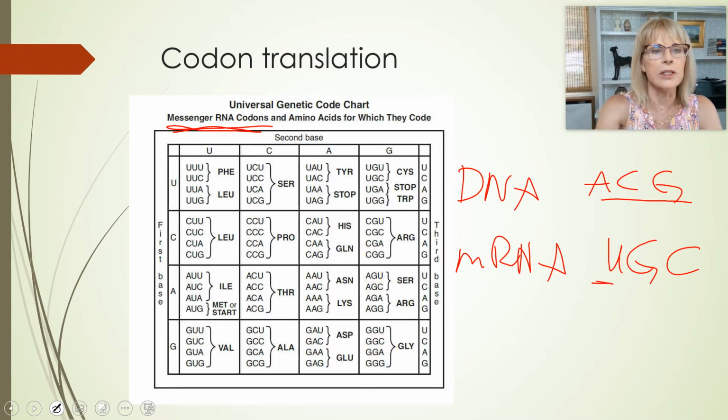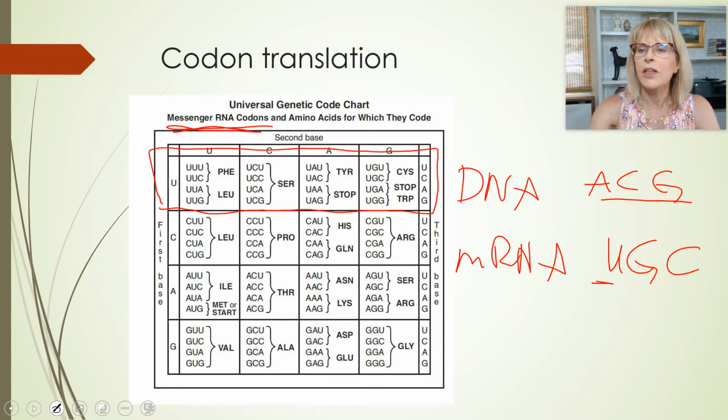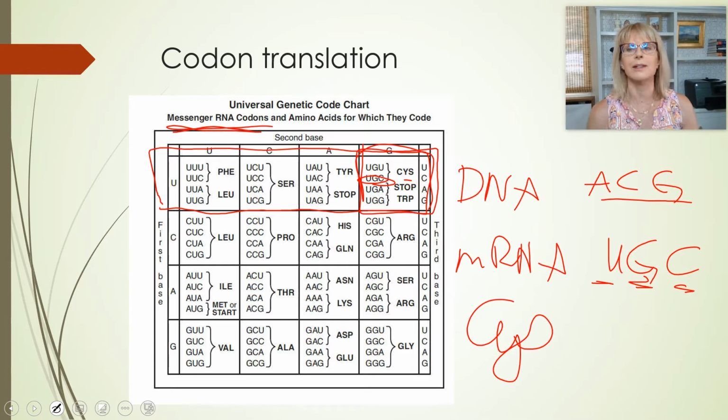So the first base is U. That means that the answer is somewhere in here, right? The second base is G. So G, ooh, okay. The answer is somewhere in there. The third base is C, UGC. That is cysteine. So the answer would be CYS, okay? I don't need you to memorize that CYS represents cysteine, okay? The answers are going to be just CYS in a multiple choice.